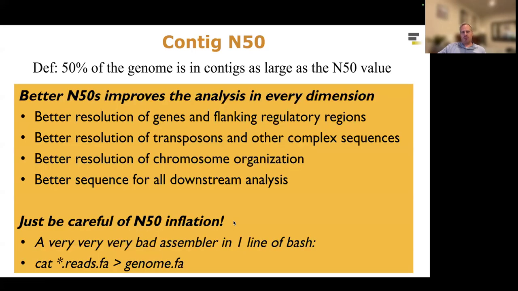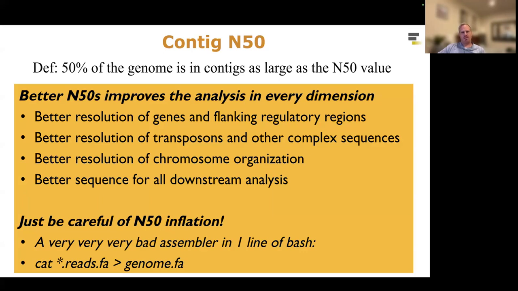So in general, when we're assembling a genome, that N50 size is one of the key metrics that we're going to pay attention to. In general, we want that to be as big as possible. In the limit, we're always going to be limited by the size of the genome. Your N50 cannot be larger than your genome size. For eukaryotic species, you're also going to be limited by your chromosome sizes.